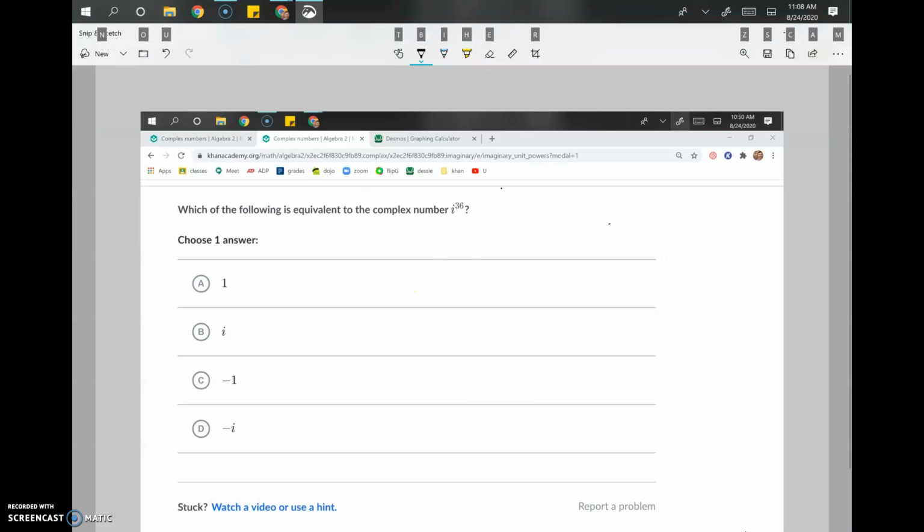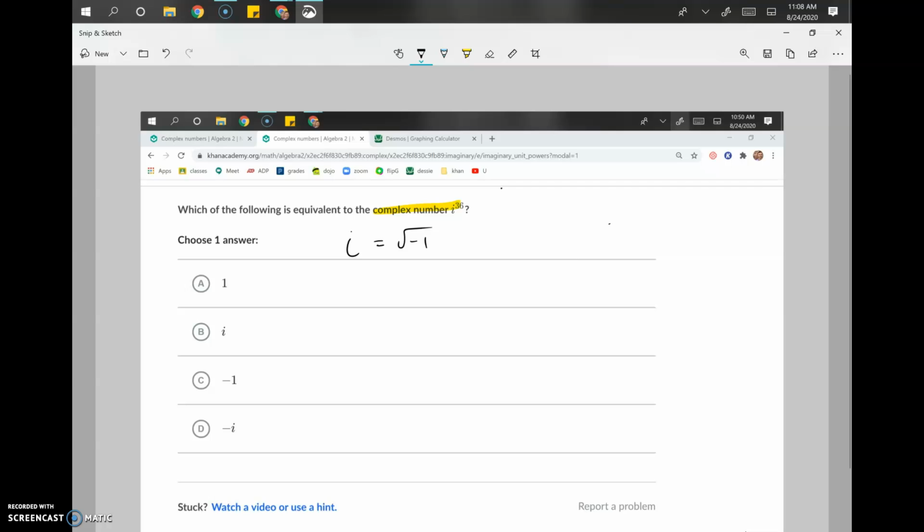Question number 1. Which of the following is equivalent to the complex number i to the 36th power? In order to really understand this lesson, you've got to understand the concept. And I'm going to go ahead and explain this concept right now, and it'll be a little time consuming up front. So we've got i, and we know what i equals. We know i equals the square root of -1.